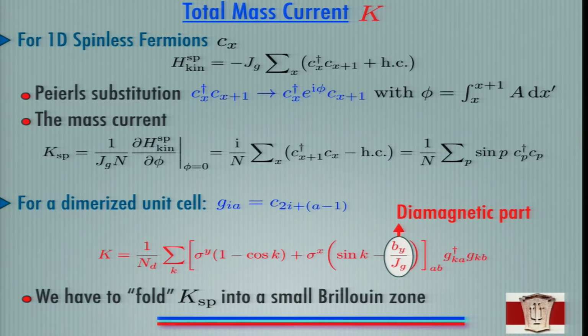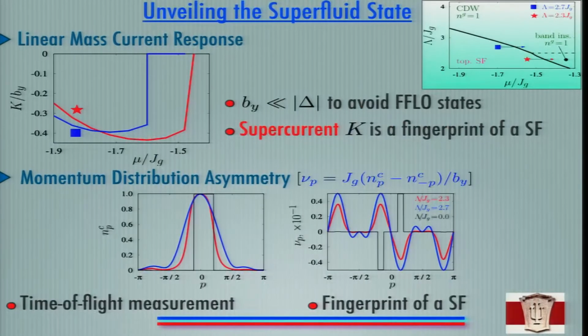You can take these mean field solutions and compute it. And indeed, what you see is that in the phase diagram we had before, in the topological superfluid part, there is a nonzero value of supercurrent. This is the blue line here. The supercurrent is different from 0 and then goes to 0 in the charge density wave part. Or this star is the point going through to the band insulator phase, doing exactly the same thing, but of course it goes to 0 at a larger value of mu. So this supercurrent is going to be a fingerprint of this topological superfluid you have there.